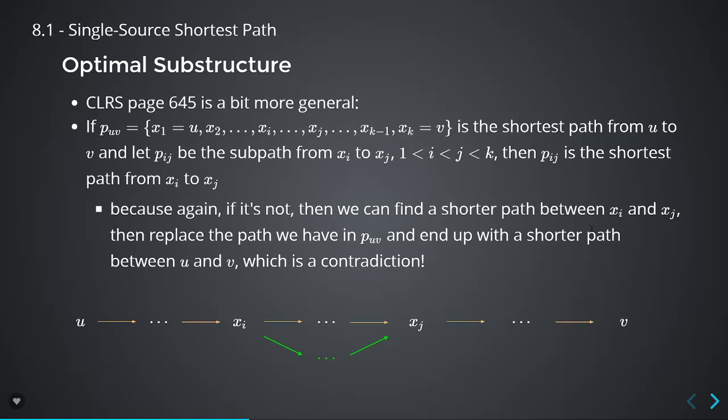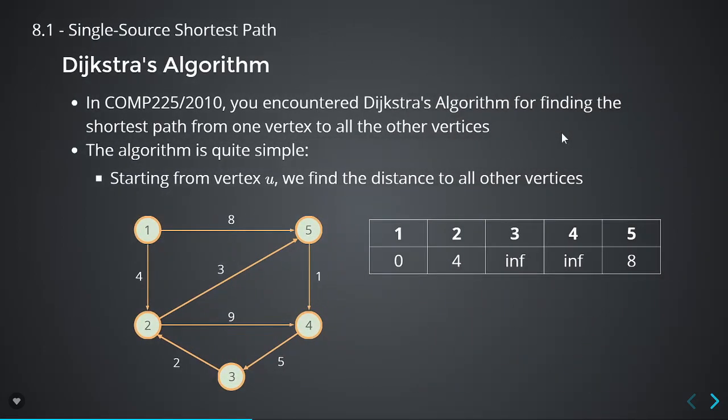Okay, so hopefully that convinces you that the shortest path problem does have optimal substructure. And now let's move to the algorithm that you learned in COMP2010, to find the shortest path from one vertex to every other vertex. The algorithm is actually quite simple. We're going to start from vertex 1 in this example, and we're going to find the distance to every other vertex.